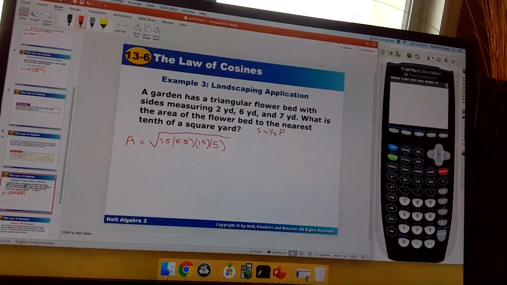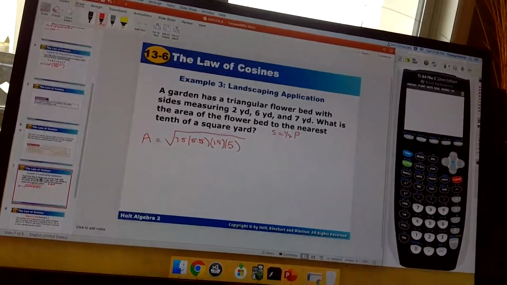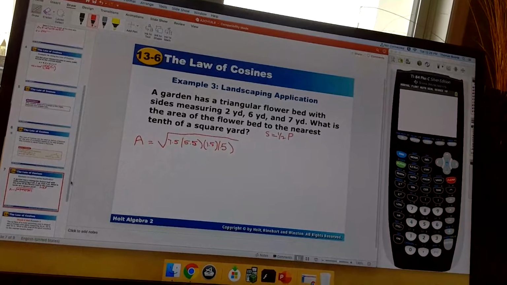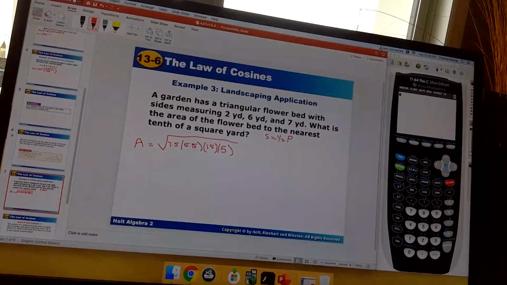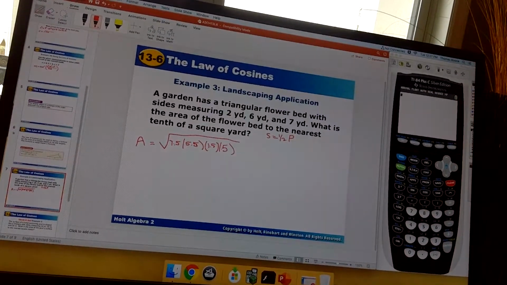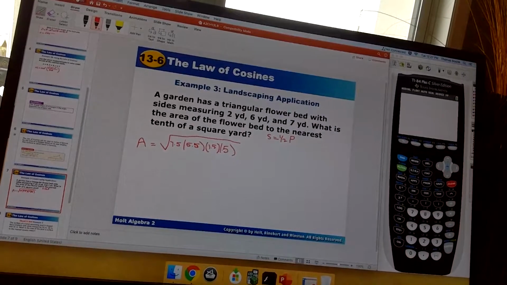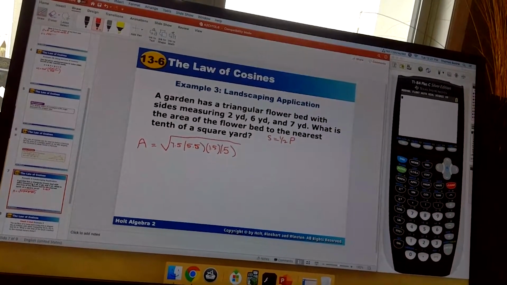A garden has a triangular flower bed. The sides are 2, 6, and 7. What's the area of the triangular flower bed? Well, here's what you do. We add up all the sides: 2 plus 6 is 8, plus 7 is 15. Half of that is 7.5. That's S. Now we take each of the sides and subtract it from 7.5. So we get 5.5, 1.5, and 0.5.